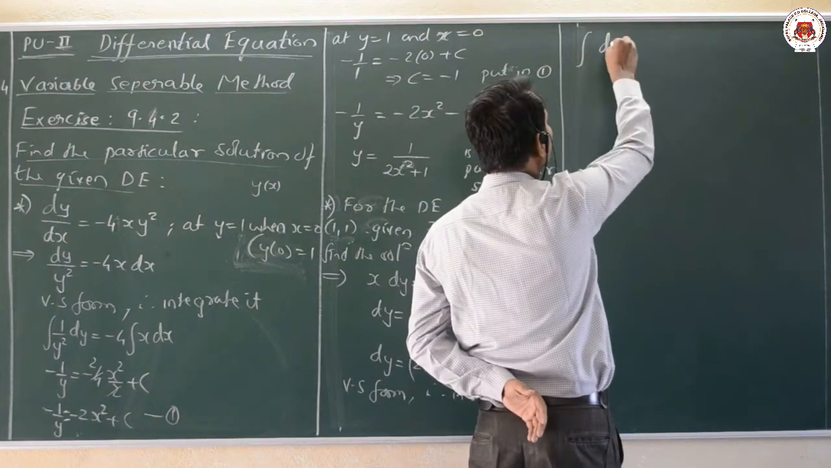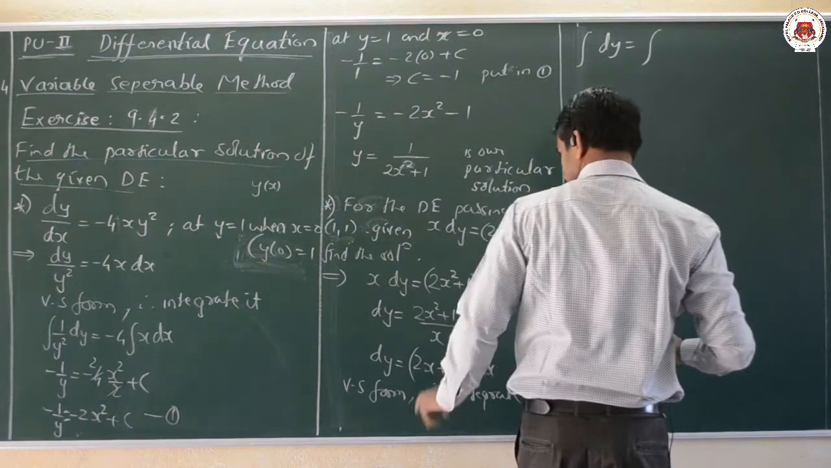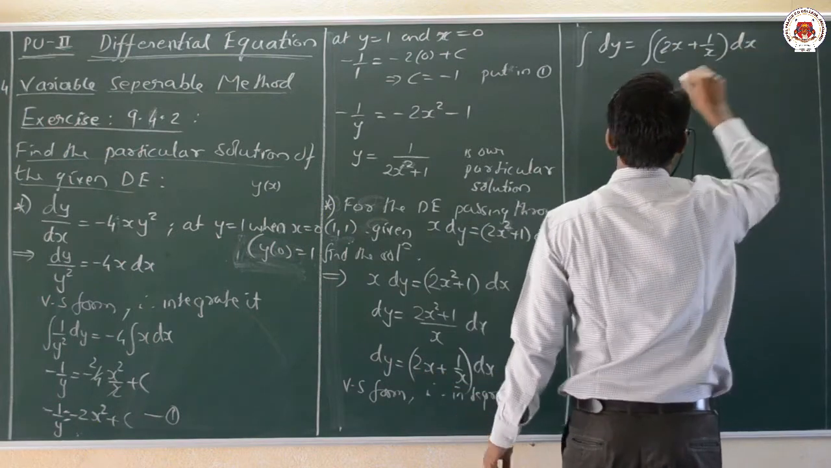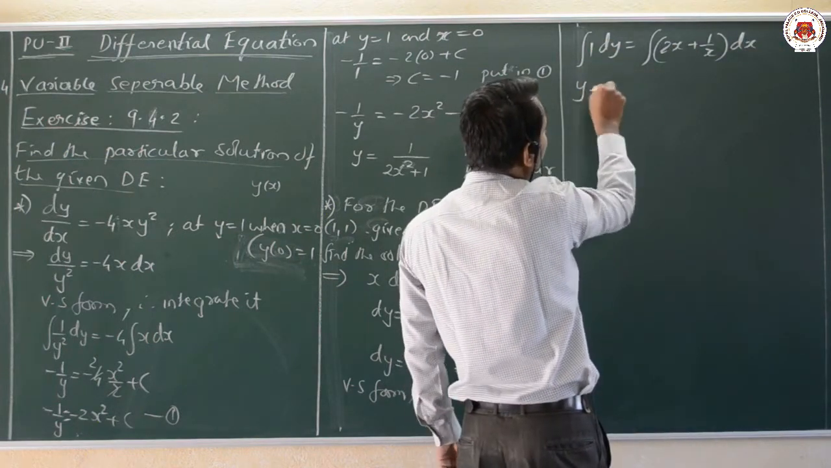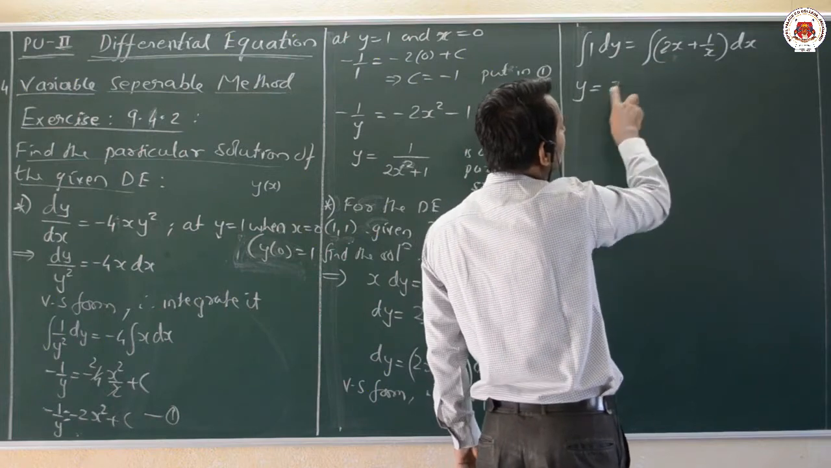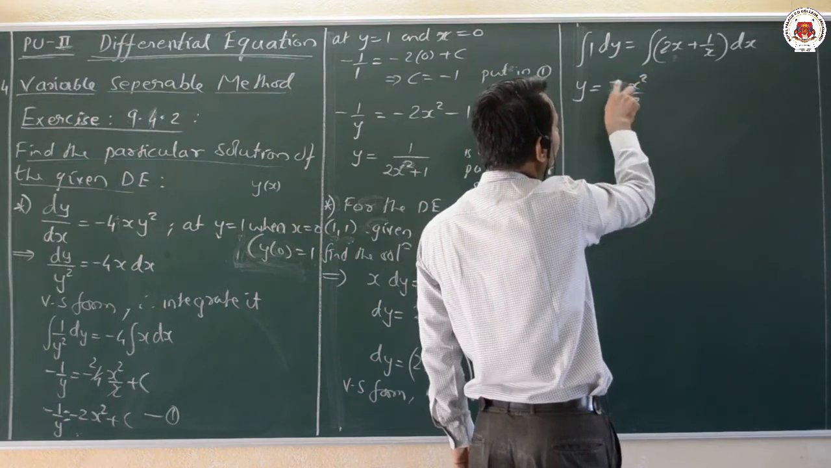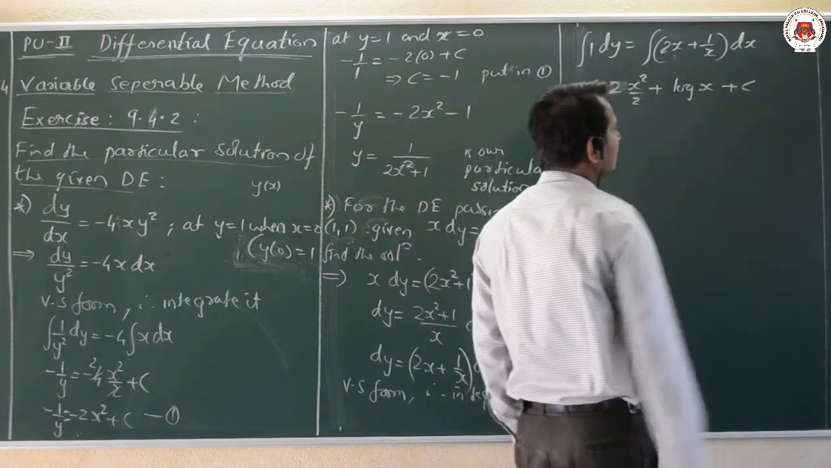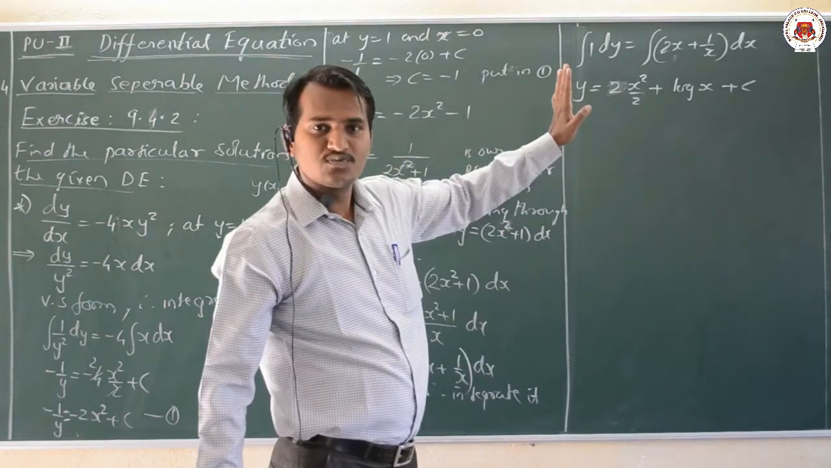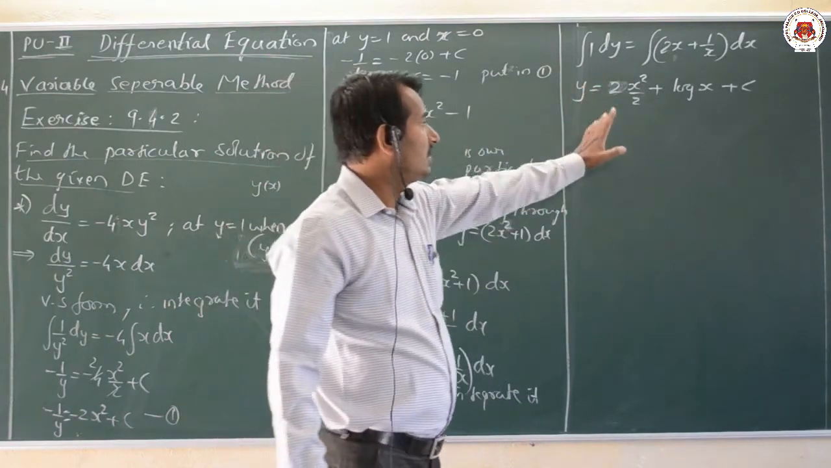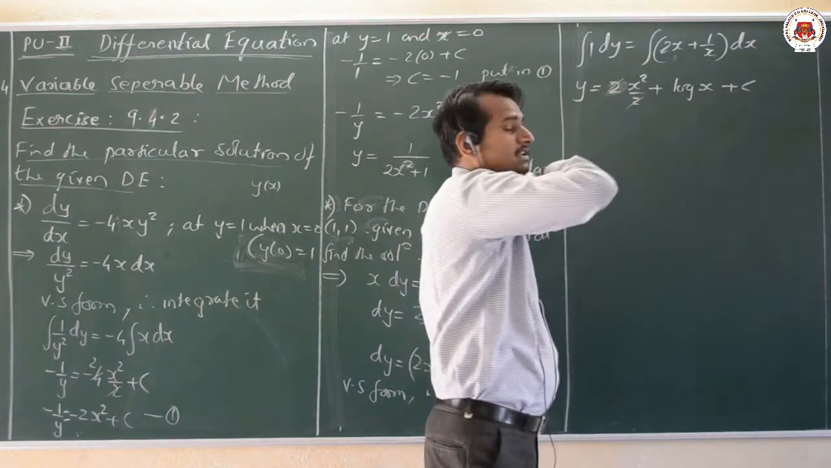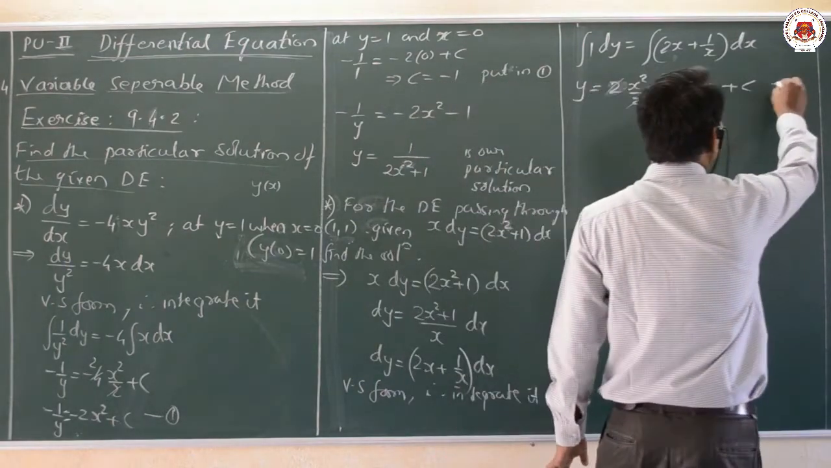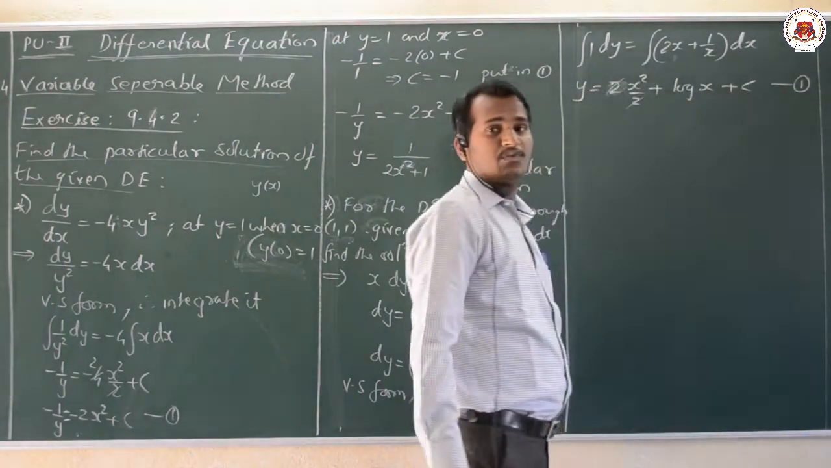That is integration of 1 dy is equal to integration of (2x + 1/x) into dx. So integration of 1 is nothing but y; 2 into integration of x will be x²/2, plus integration of 1/x will be log x, plus an integral constant c. Dear students, it is nothing but our general solution, and here we may observe that the constant 2 gets eliminated. Let us take it as equation number 1.